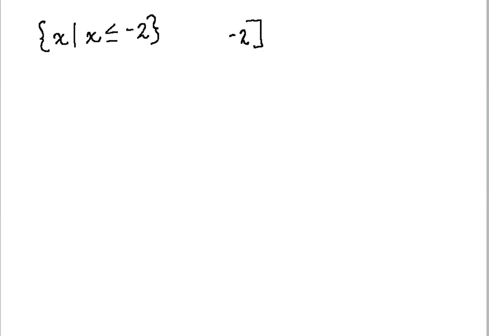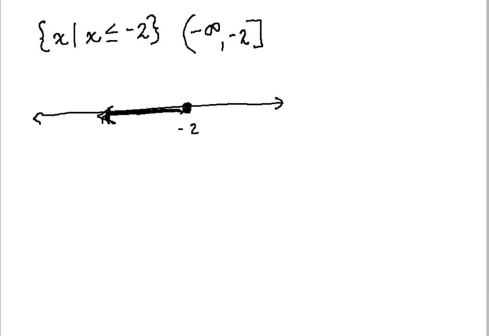Well, if you think about it on the number line, we can draw this out. Here's my number line. Here's my -2. I'm going to include that -2, and I'm going to do everything less than that, everything less than that value. So that means I'm going to have a -infinity in a paren. So it's an opening paren, -infinity, comma, -2, and then a square bracket.